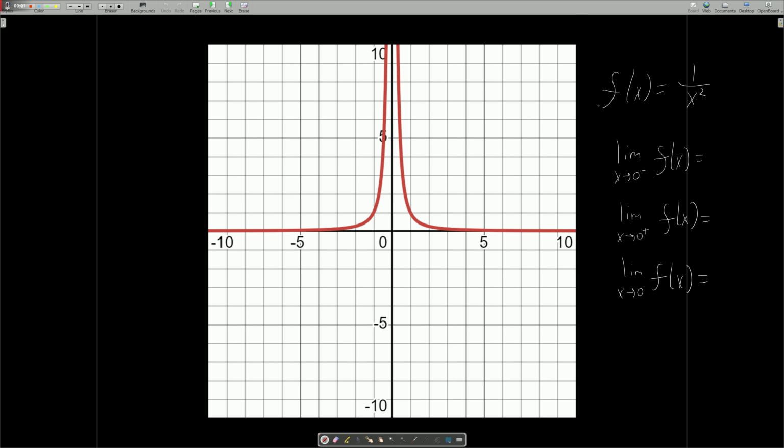Let's try another one. This is 1 over x squared. You can see that it approaches infinity from both sides. As it approaches 0 from the left, the function's approaching infinity. As it's approaching from the right, it's also approaching infinity. And so the limit as x approaches 0 would be infinity, because these values right here match.